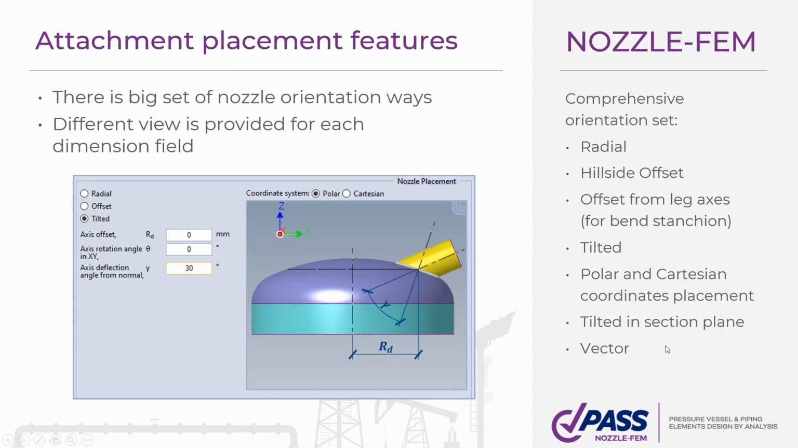Attachment placement. The program has a comprehensive orientation set. For nozzles, all structure elements may be radial, hillside, offset, or tilted. Coordinate placement may be polar or Cartesian, and offset for legs, axis for bend station, and tilted in section plate, and vector.